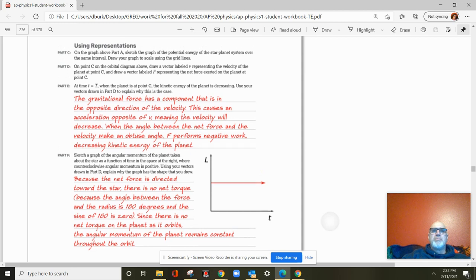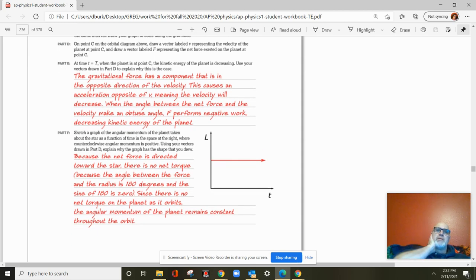All right, part C, part D, part E. At time T, when the planet is at point C, the kinetic energy is decreasing. Use your vectors drawn in part D to explain why this is the case. Well, what I would say is, as it gets farther away from the star, its potential energy increases, so its speed has to decrease to keep the total energy the same.